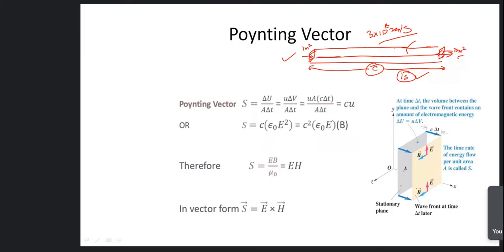By multiplying those two, we get the result, because now the area is 1 meter square. I need not divide by A. I need not divide by delta T, because I have chosen delta T in such a way that it is already 1 second. So you can again write the same expression here. This is the Poynting vector.